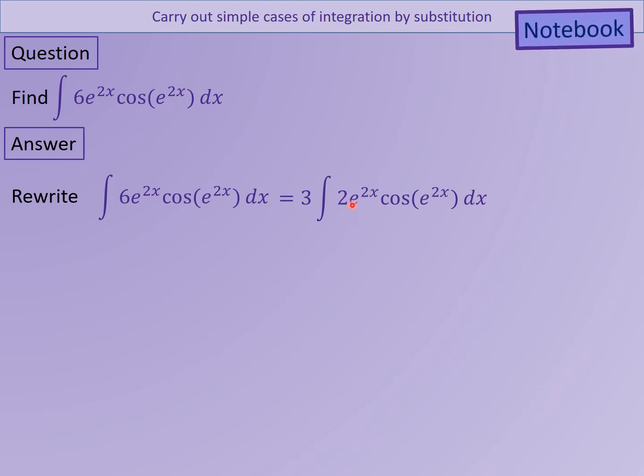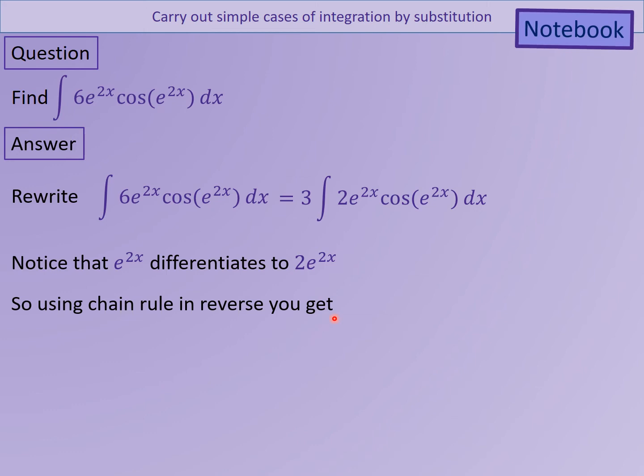Now if that is the case, which it is, if I differentiate e to the 2x I get 2e to the 2x, then all I need to do to get the answer is just the integration of cos. So I notice those two are the same, that's why I've done it. So what can I do? I can use chain rule in reverse, and I know that that is going to go to 3 sine e to the 2x, because all I've done is integrated the cos part to get to sine, plus c.